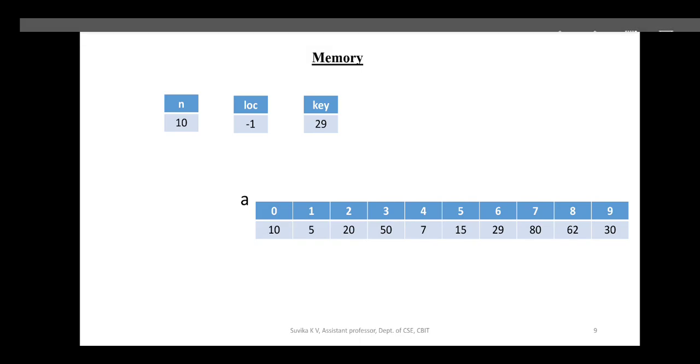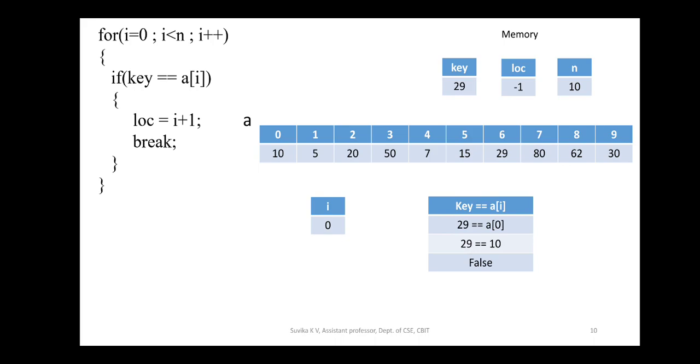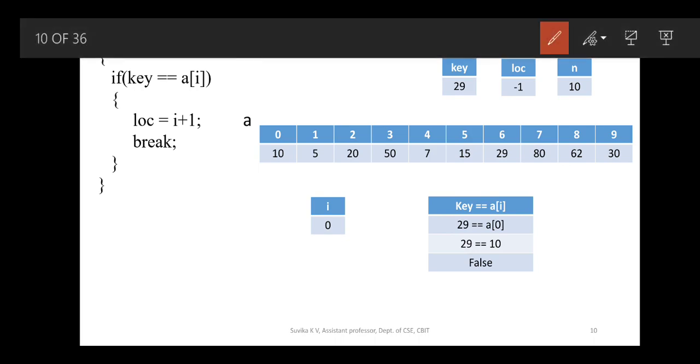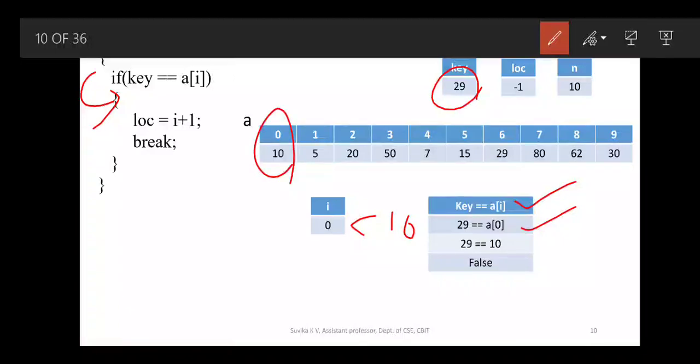Now let us start with the searching. Okay, so here you have this loop. For I equal to 0, I is less than n, I plus plus. So for first time what I am taking here, I is equal to 0. Less than n means n value is 10. Yes, 0 is less than 10. So it will enter into the for loop. If key equal to A of I, what is the key value we have? 29 is equal to I value is 0. So I have mentioned here A of 0. What is there in A of 0? 10.